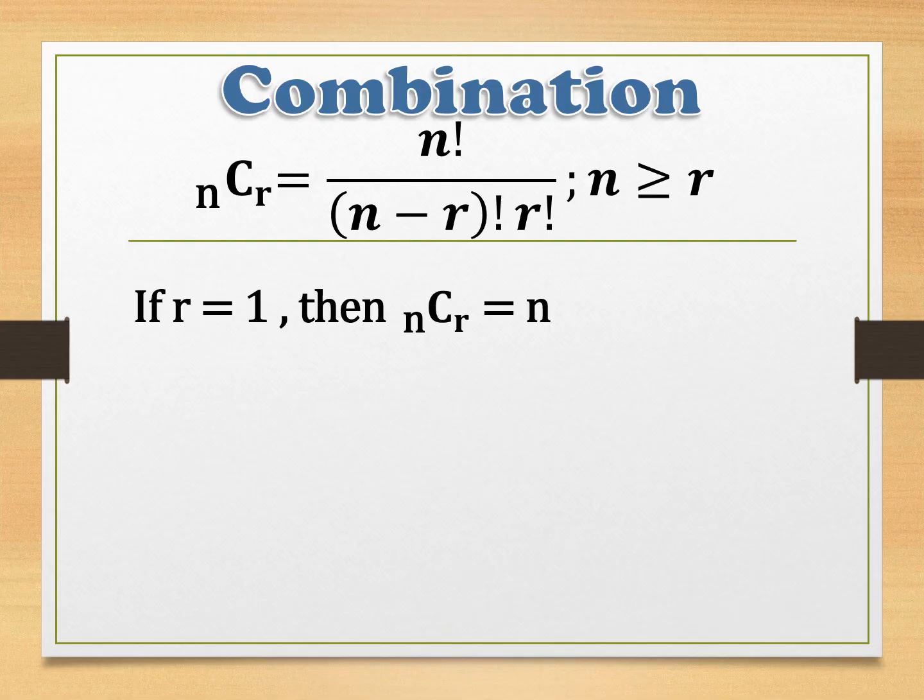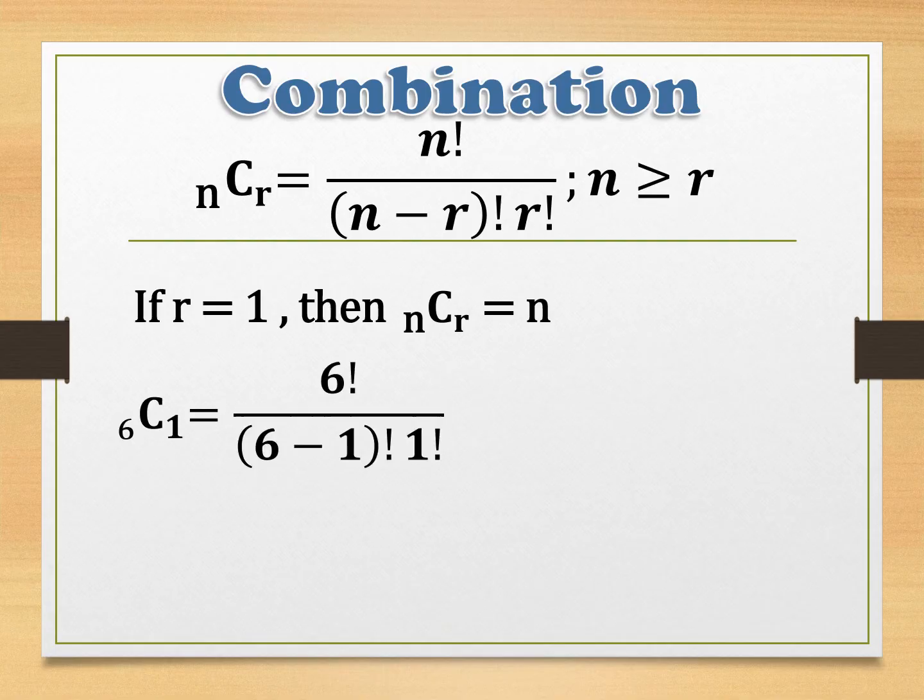Next, if r is equal to 1, then the number of combinations of n objects taken r at a time is equal to n. So let's have an example. We have here the combination of 6 objects taken 1 at a time. So here the value of n is 6 and the value of r is 1. So that is equal to 6 factorial all over the quantity of 6 minus 1 factorial times 1 factorial. And then simplify the denominator.